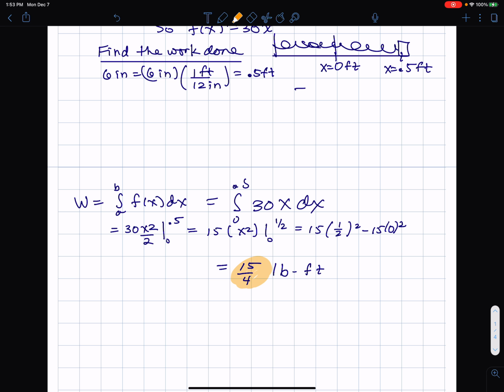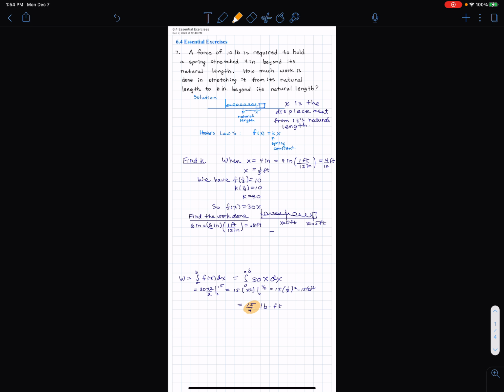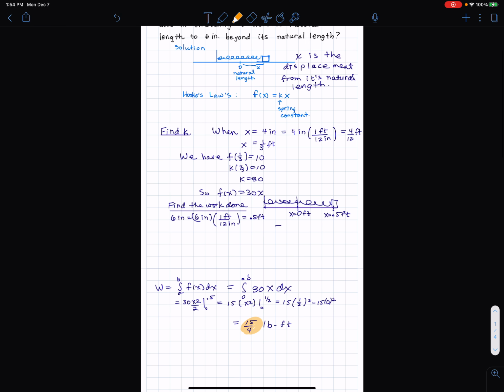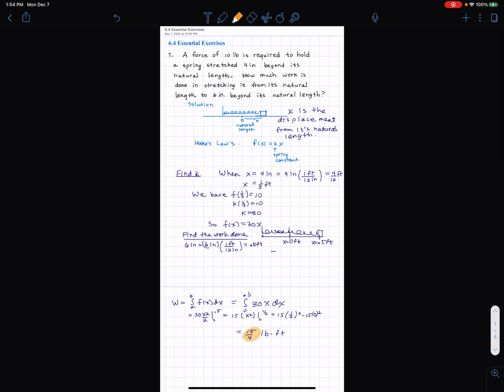All right, so this problem had 2 steps, beyond just figuring out what this is all about. This is problem number 7. Oh, I got it right according to the back of the book.